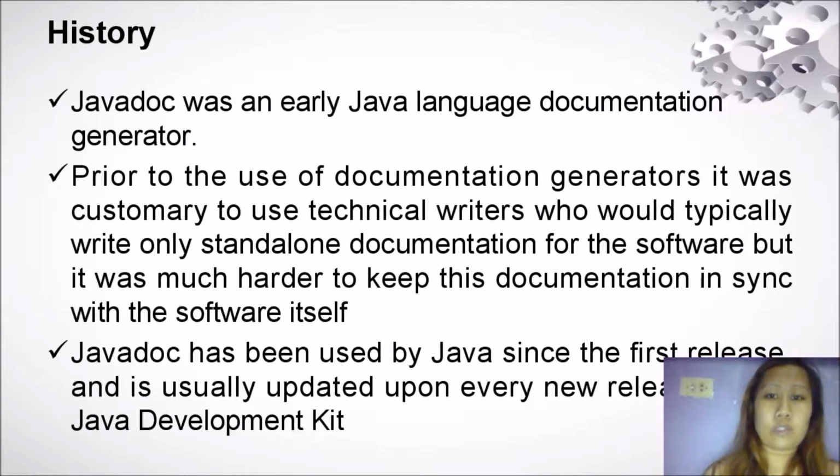Prior to the use of documentation generators, it was customary to use technical writers who would typically write only standalone documentation for the software, but it was much harder to keep this documentation in sync with the software itself. JavaDoc has been used by Java since the first release. It is usually updated upon every new release of the Java Development Kit.